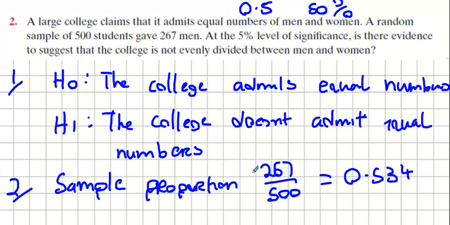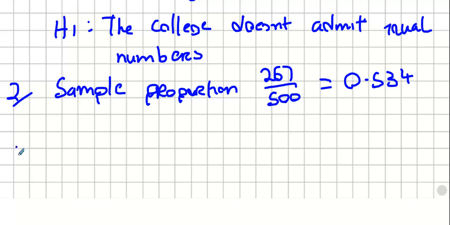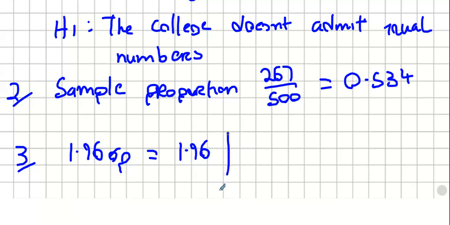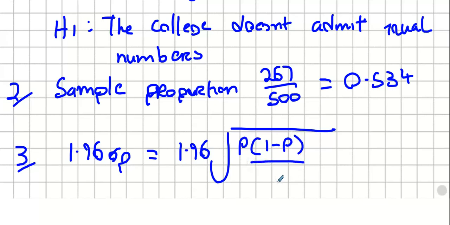Now, next thing is margin of error. I'm not going to be using 1 over root n like the book does. I'm going to be using the 1.96 delta p. Just remember that for tonight's homework. You're going to be using the 1.96 delta p, which is 1.96 square root of p(1 minus p) all over n.